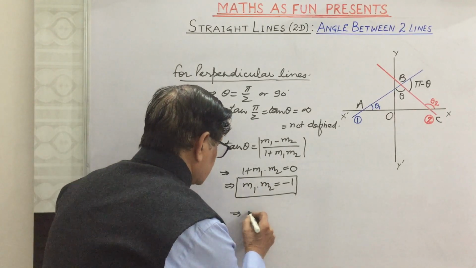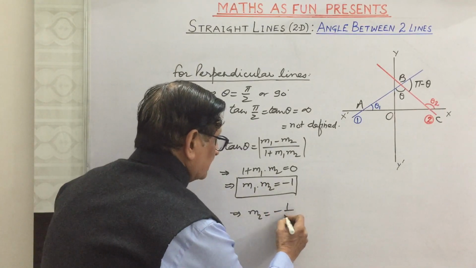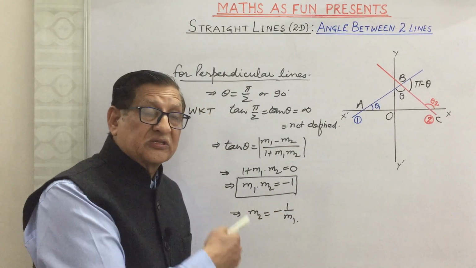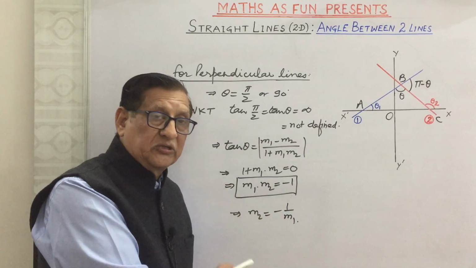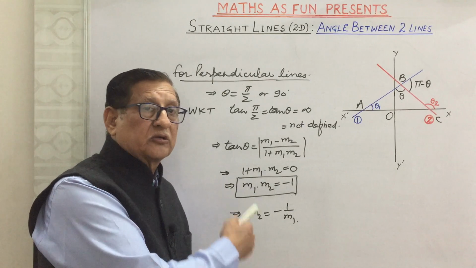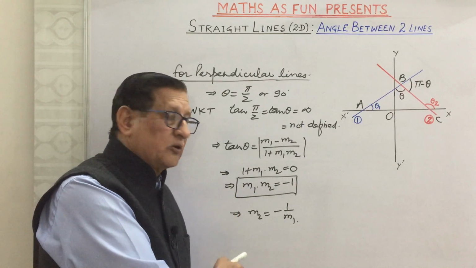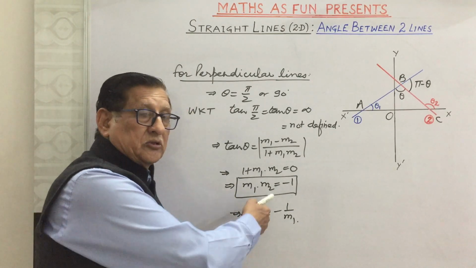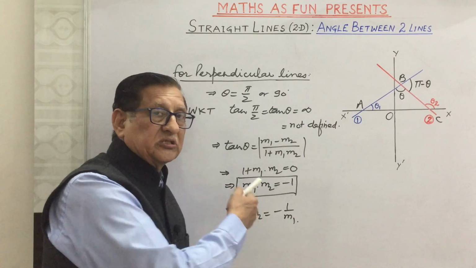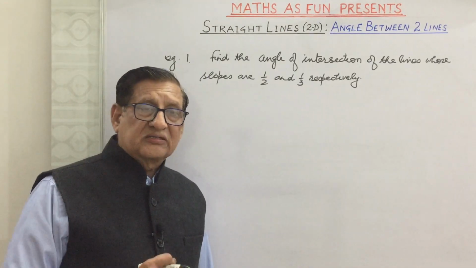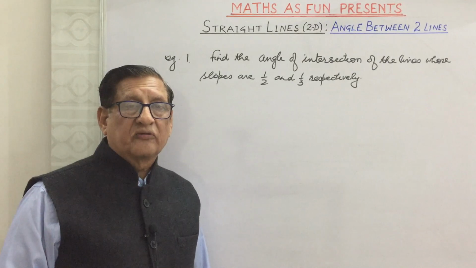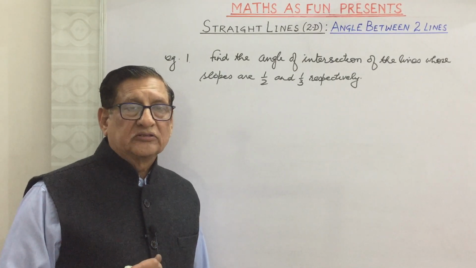From this we can also say m2 is minus 1 upon m1. It means if the slope of one of the line is given to us, we can find out the slope of the perpendicular line by the reciprocal of it, changing the sign. Now we will discuss some of the problems based on the angle of intersection of two straight lines.